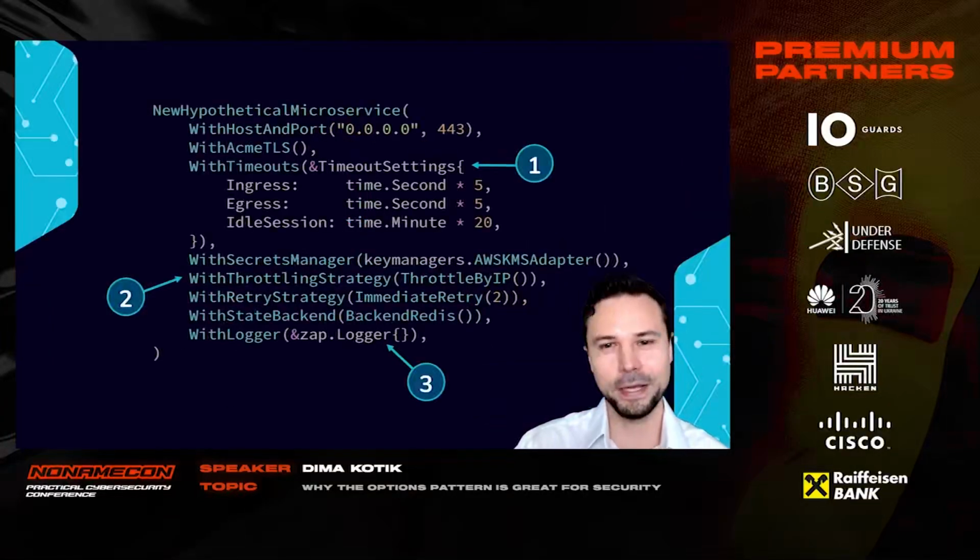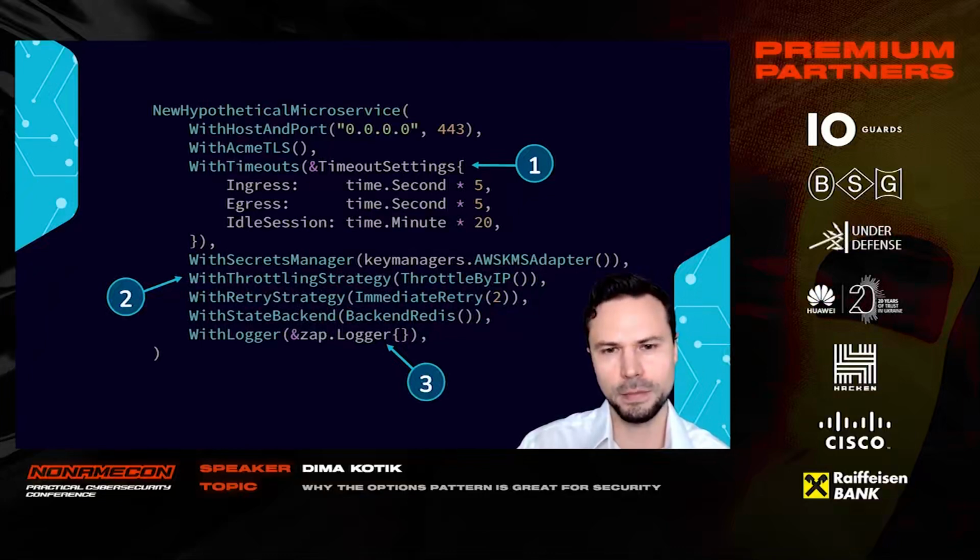Suppose we're writing a hypothetical microservice, and let's write some options for that with host and port. Those two are related to each other, they're entangled. You can see the port is an integer, not a string, because we want to lean on the type system to make this even more secure. We will need a TLS layer. Acme is a good way to go, so we'll write an option for that.